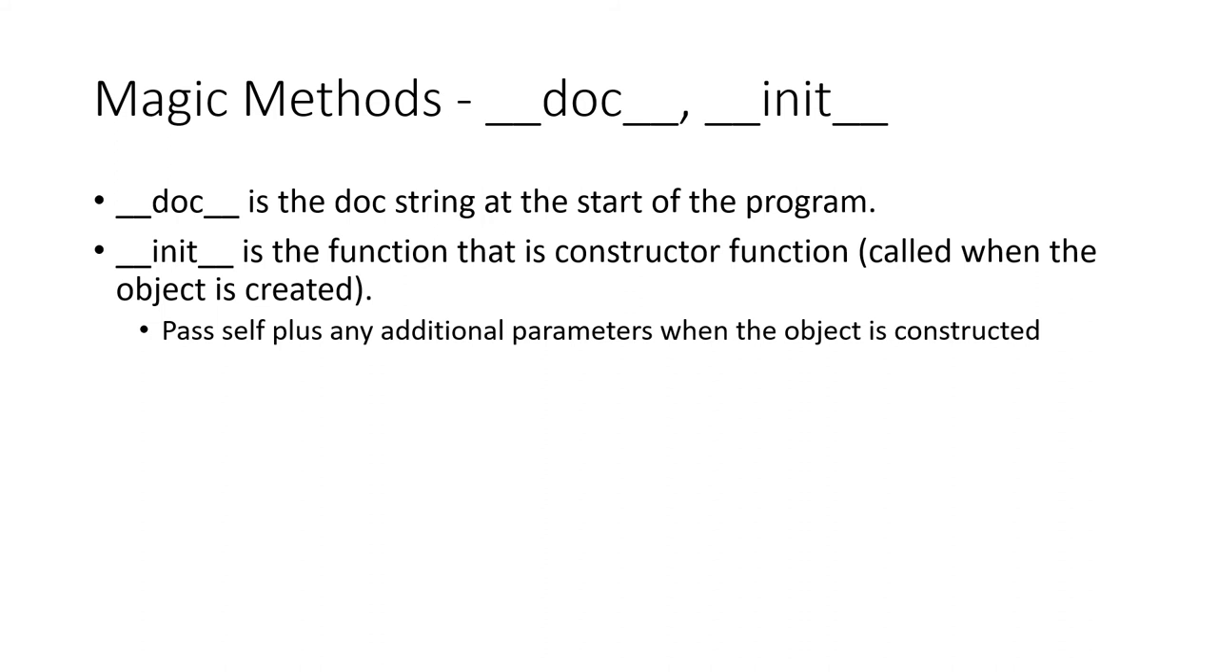Know the magic methods __doc__ and __init__. Doc is the docstring at the start of the program. Init is the function that is called first. It's the constructor. It passes self plus any additional parameters when the object is constructed.